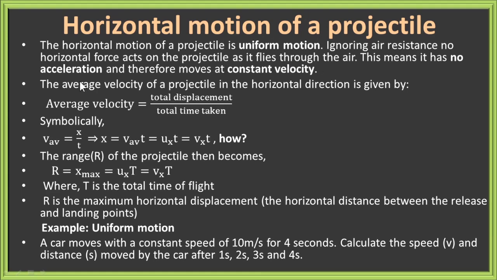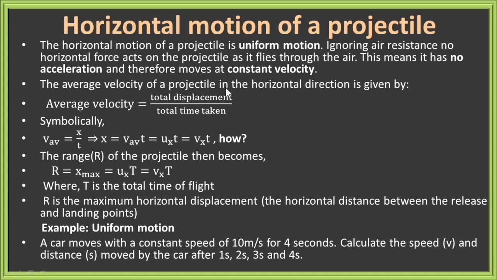This means that it has no acceleration and therefore moves at constant velocity. The air resistance is ignored. The net horizontal force is zero, meaning there is no acceleration. If there is no acceleration, the object moves at constant velocity. If the object is moving at constant velocity in the horizontal direction, the motion is uniform motion.